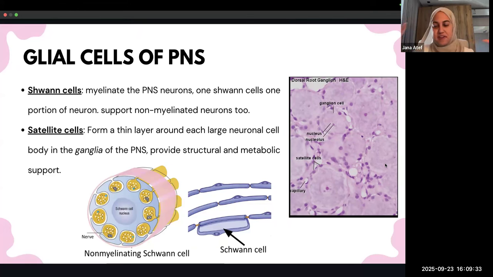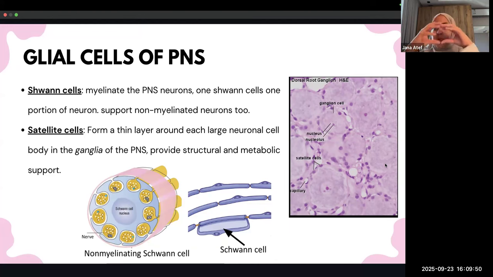The CNS is very, very important and has so many aspects. That's why we need a cell that is huge and has so many processes that it can myelinate a lot, okay? The PNS is just chilling, living its life. It doesn't need that much support. So the cells that myelinate it are called Schwann cells, okay?